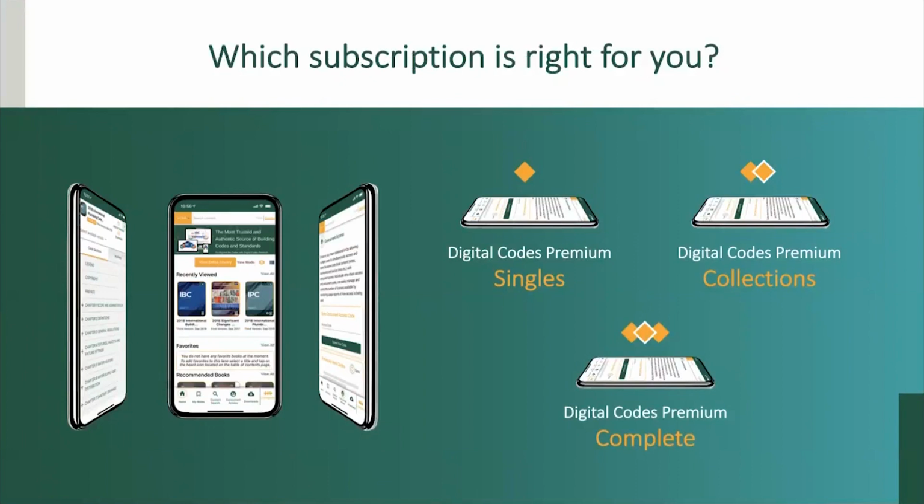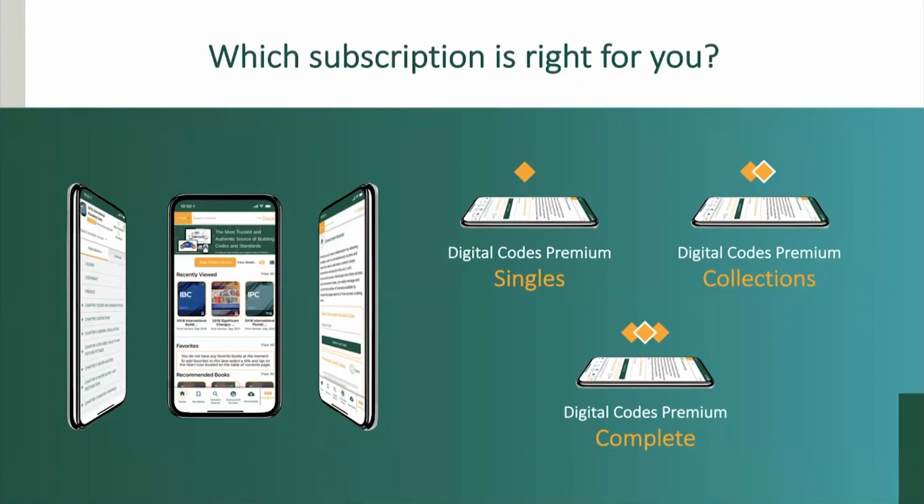So when we use the phrase Digital Codes Premium, or if you hear us say DCP, Premium doesn't actually reflect the number of titles or the types of titles in there. As mentioned, that's the platform that has the features. So on the DCP platform, you could get a single title, which would be, for example, IBC, International Building Code, or you can get a collection, which in that case, example would be all of the I codes. And then there's different collections like state collections or commentary collections.